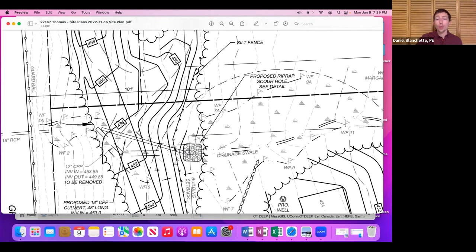Yes, right here, a riprap scour hole, which is a big pool of riprap to really try and slow that velocity down. I didn't notice any erosion when I was out there. I don't think a large amount of water is traveling through this pipe at any time. But again, just to try and improve things, try to make things as good as possible, we are proposing a riprap scour hole. I have a detail for that on sheet 2.